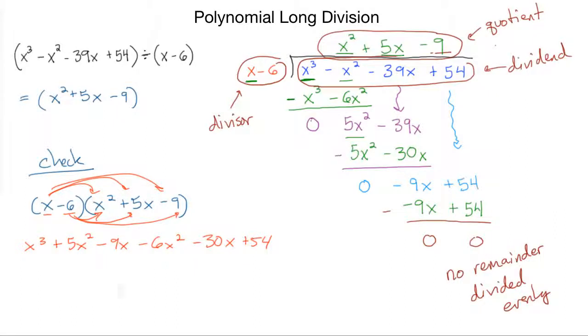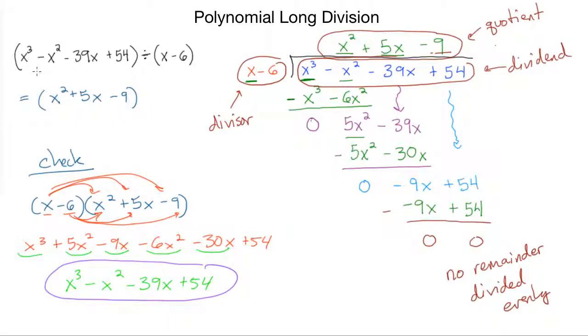Now let's double check like terms. I only have one x to the third, so I'm going to start off with that. 5x squared, and I have a negative 6x squared. Those are going to combine to make minus 1x squared. Negative 9x minus 30x. Those are like terms. Those are going to combine to make negative 39x. And finally, we got our plus 54. And look at that. We get right back to the dividend that we started with.